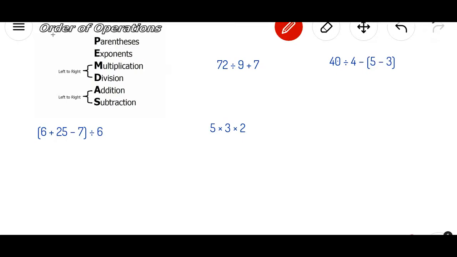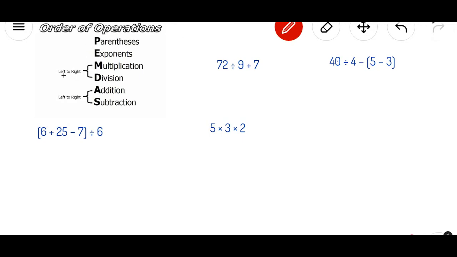Hey guys, today we're going to be working on simple order of operations. There's a rule for the order of operations and how to do it, and this rule is PEMDAS. What each one stands for is parentheses, exponents, multiplication and division, and then addition and subtraction, and this is the order in which you solve operations.